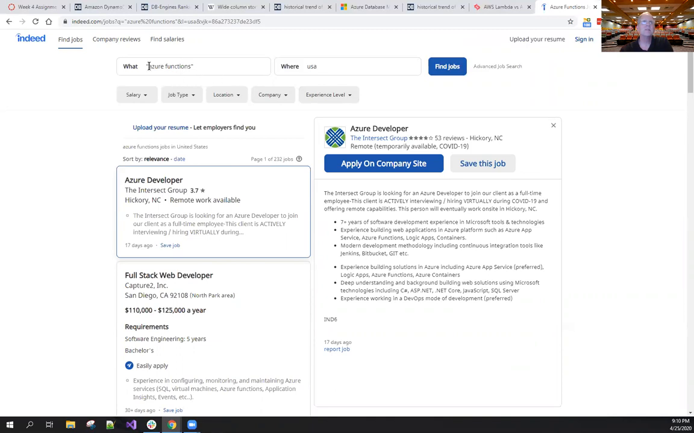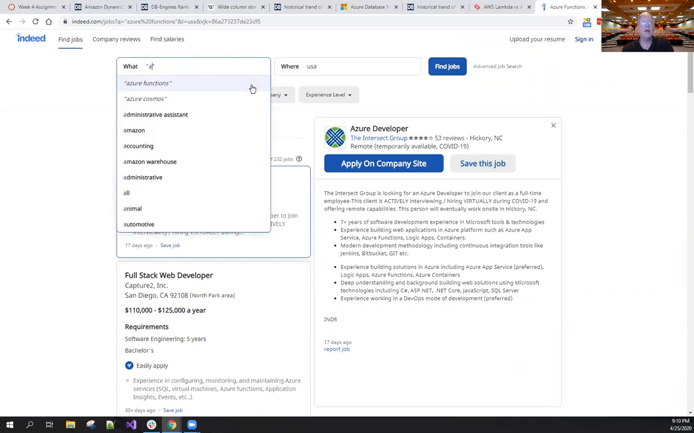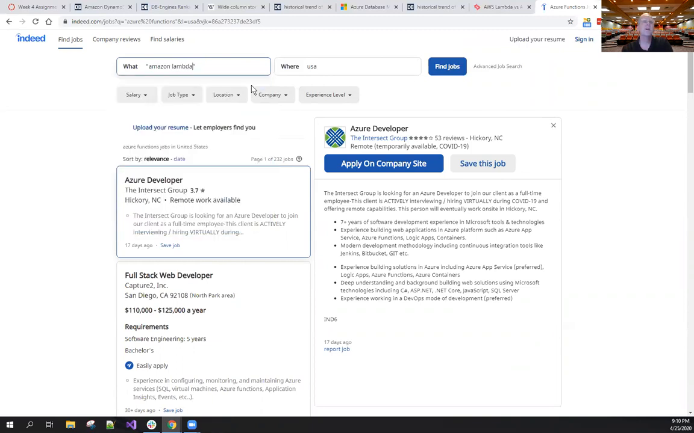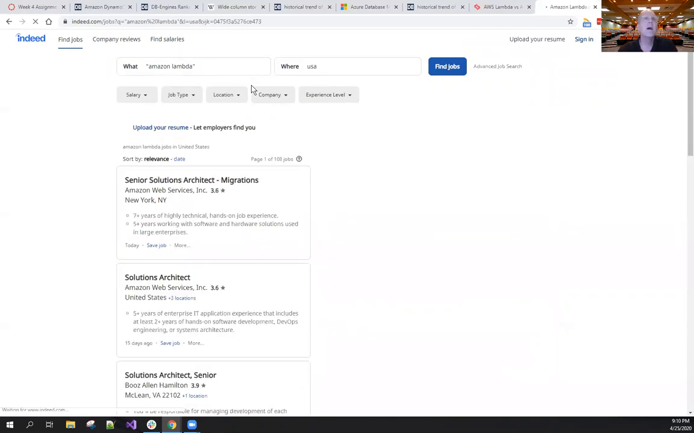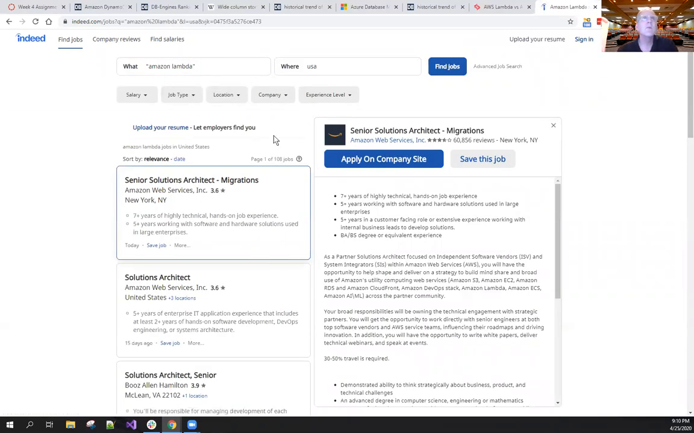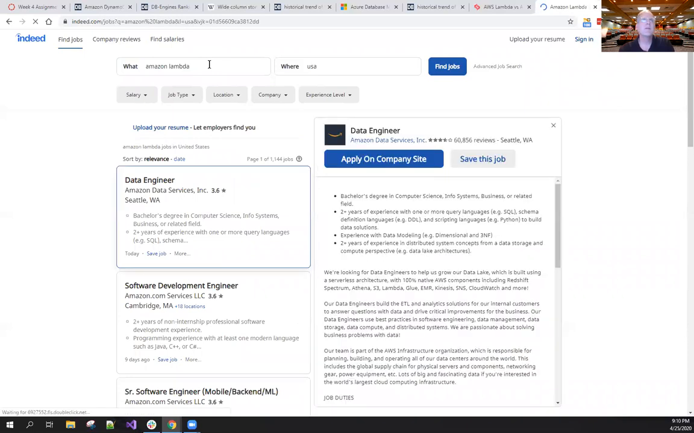Okay, now let's change gears and go to Amazon. Amazon Lambda. 108, if I took those out. It's fine. Right. See, 1,144.